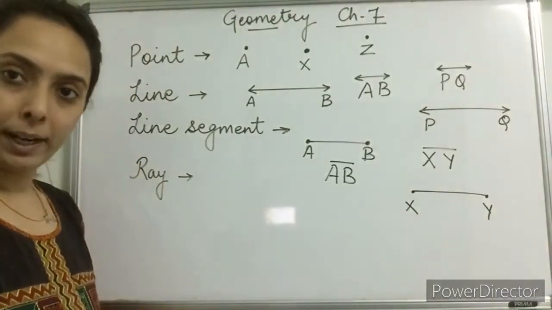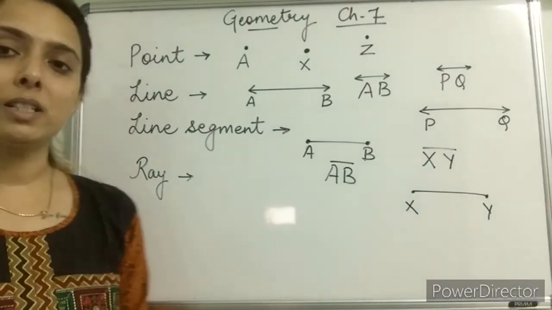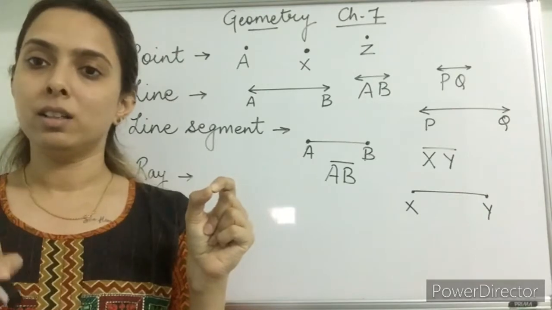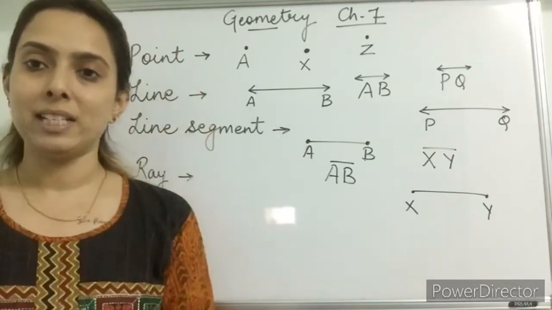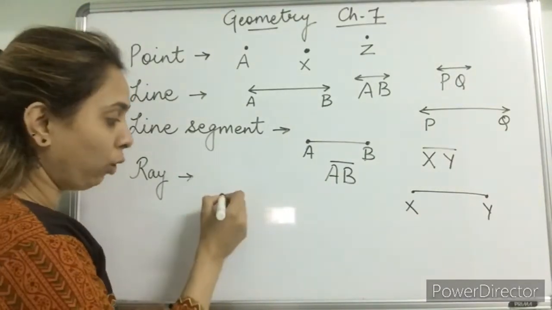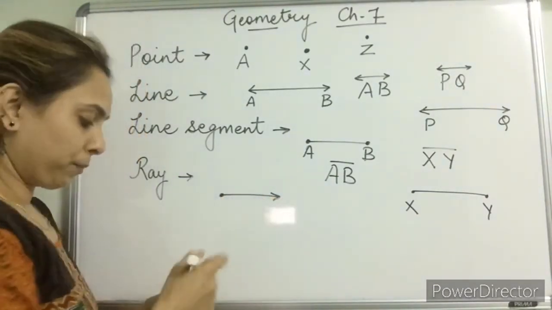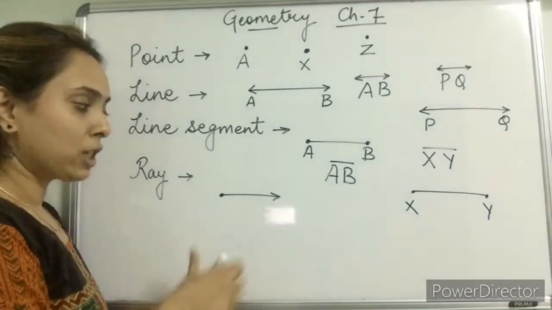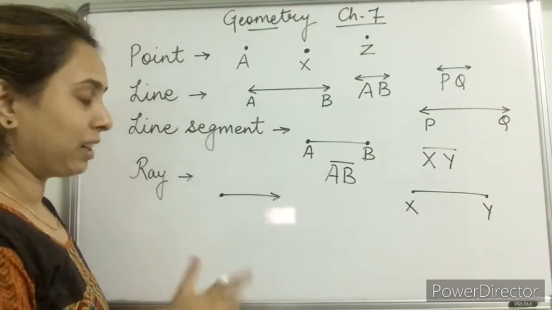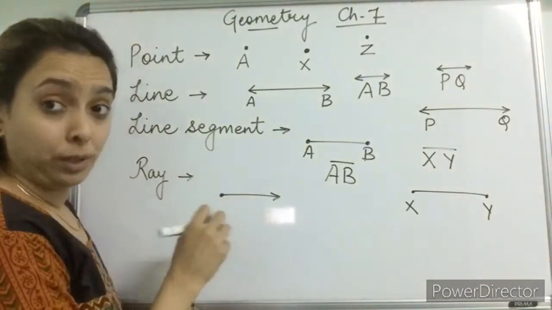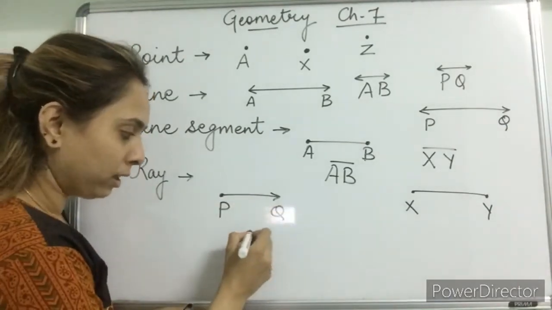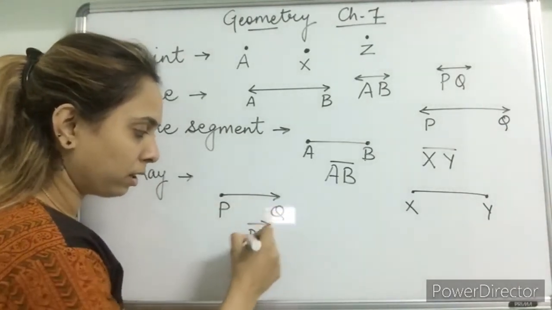Last is ray. Ray is always represented by a dot and a never-ending line on the right. It can be on any side. So you will always start with a dot, and it will go in only one direction. If there is a dot and the line is moving endlessly in any of the directions, it means it is a ray, and we have to name it also. So PQ. So I will say that PQ is a ray.